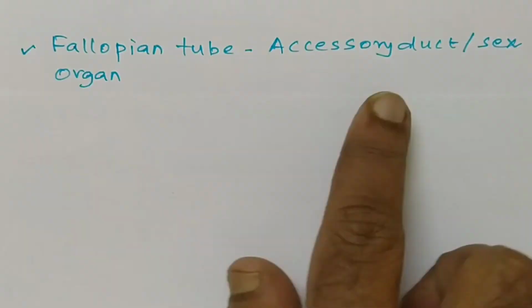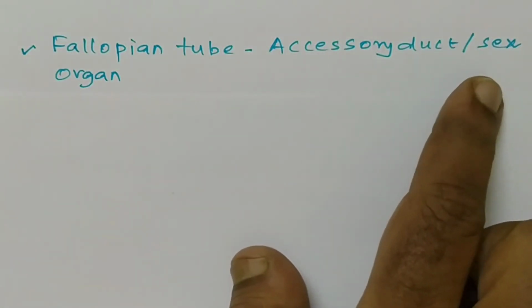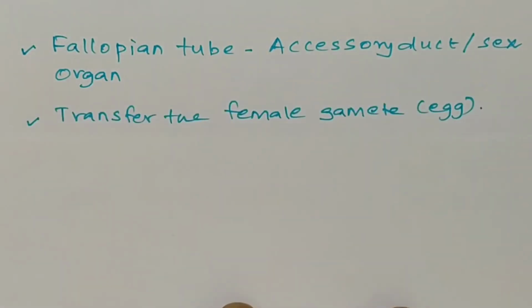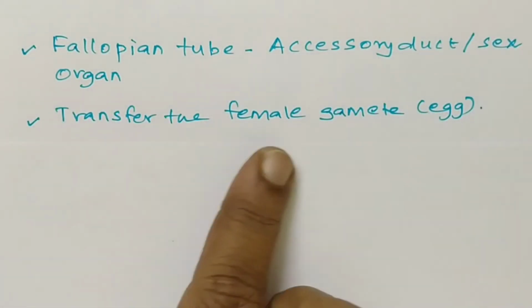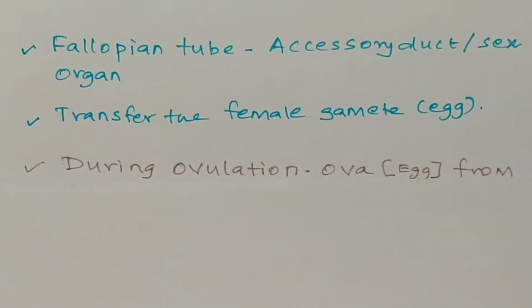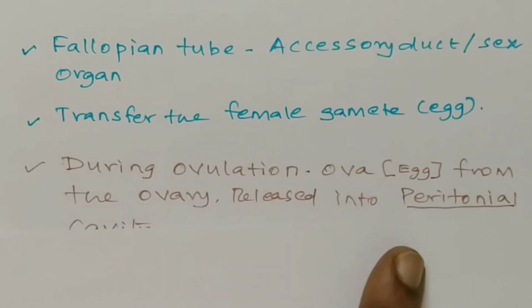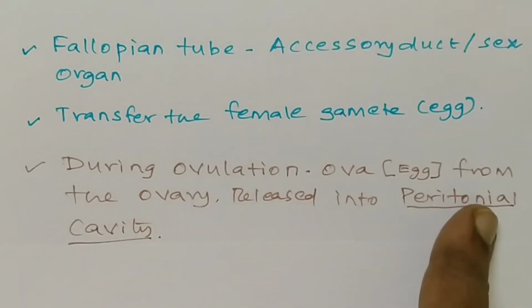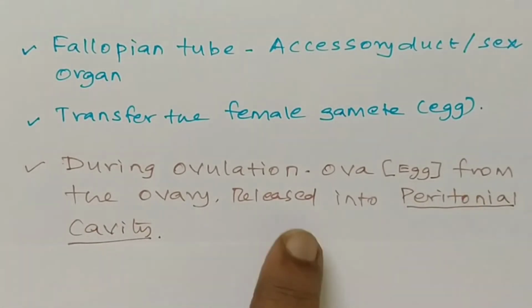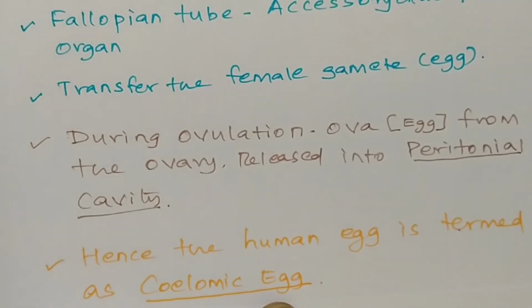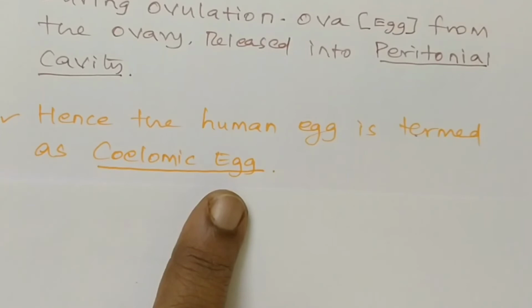Why is it said to be the accessory duct or accessory sex organ? Within the fallopian tube only the female egg is transferred. So it is the transfer of the female gamete, the egg. During ovulation, the ovum, the egg, is released from the ovary into the peritoneal cavity. The peritoneal cavity is otherwise called the coelomic cavity. That's why the human egg is termed a coelomic egg. It's a much more important point, students.